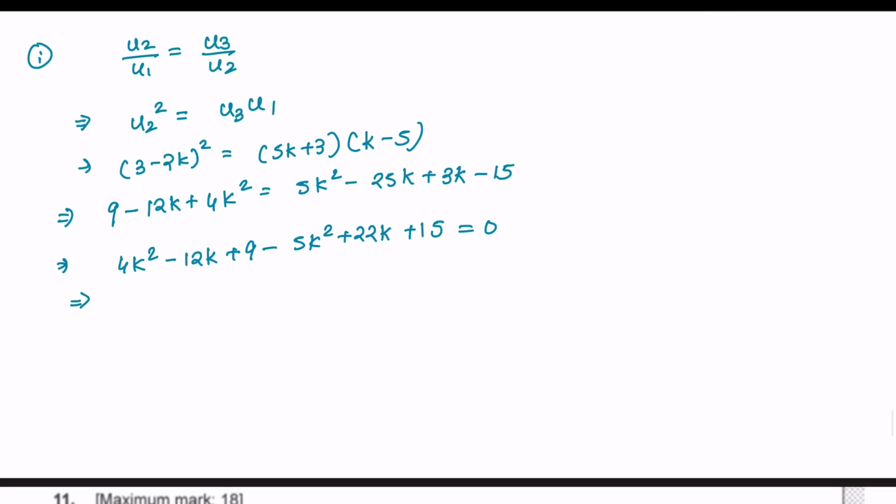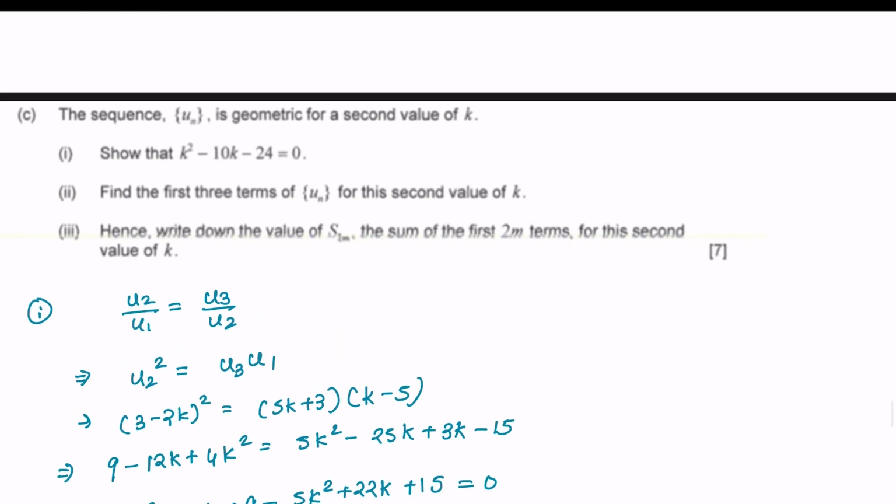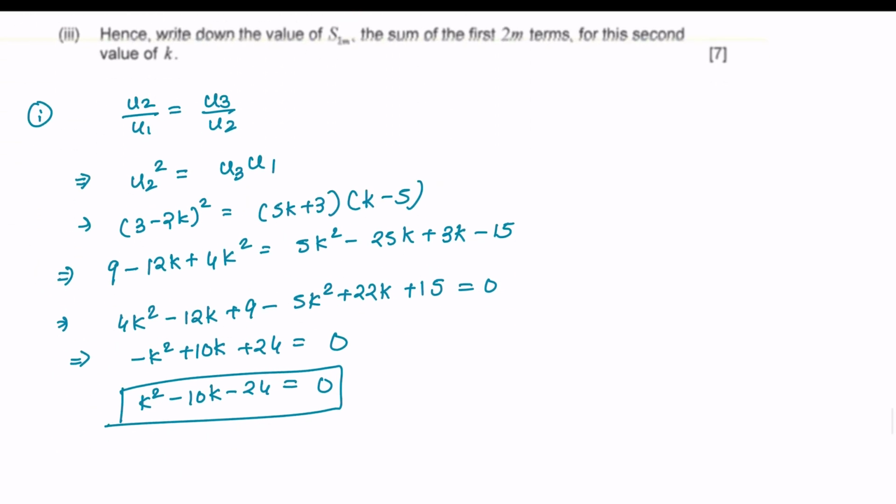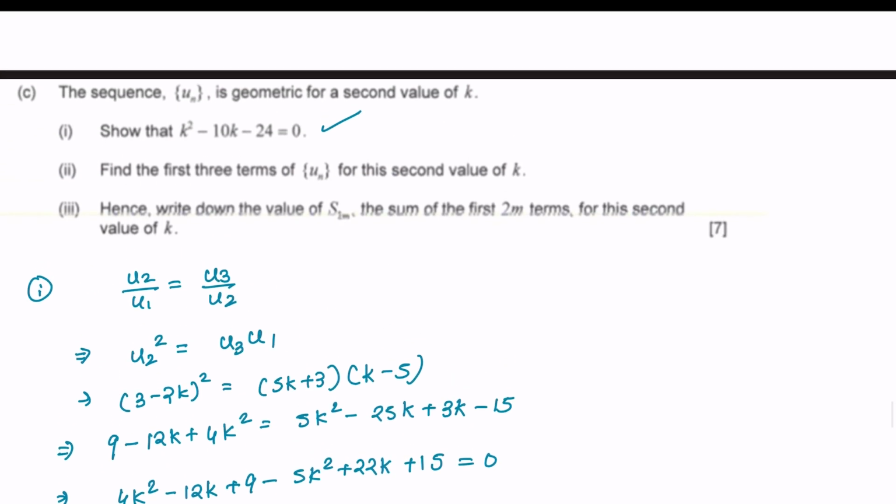Now, when I simplify this further, I get minus k squared plus 10k plus 24 equals 0. I can multiply both sides by -1 and get this expression exactly equal to this. Now the second part: you have to find the first three terms of un for the second value of k. So first, let's find the second value of k and then find the terms.